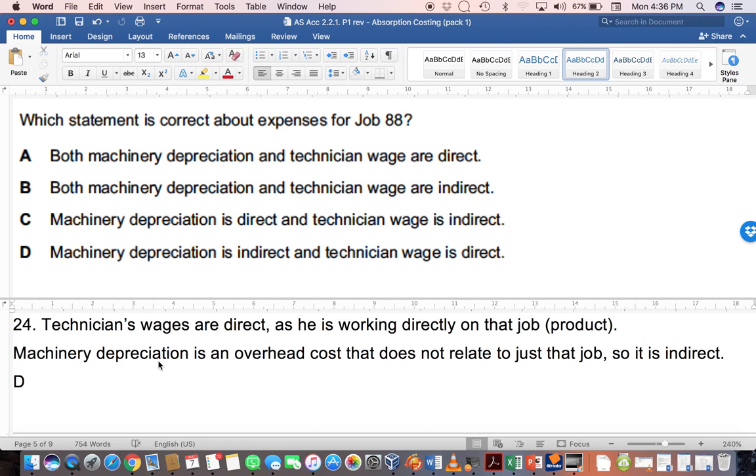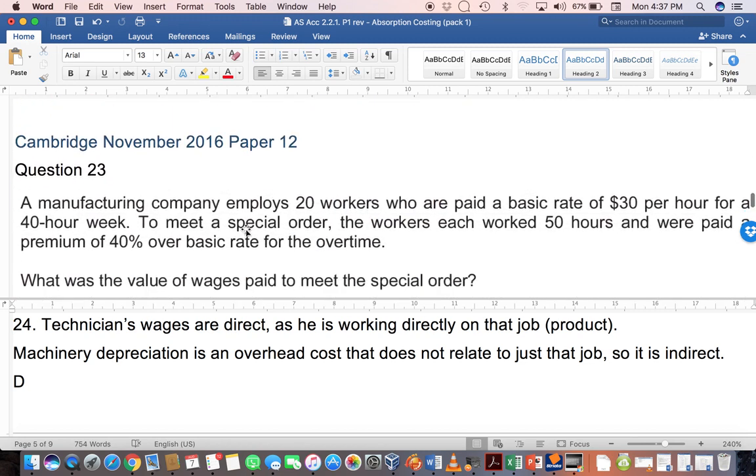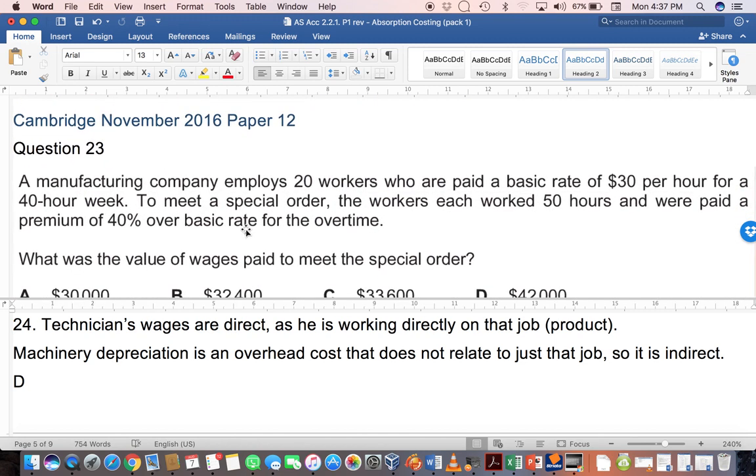So if we have a look, we want to find an answer that discusses the wages as direct, but the machinery depreciation as indirect. And if you look at all the options, you will soon discover that D is the only one that suits you.